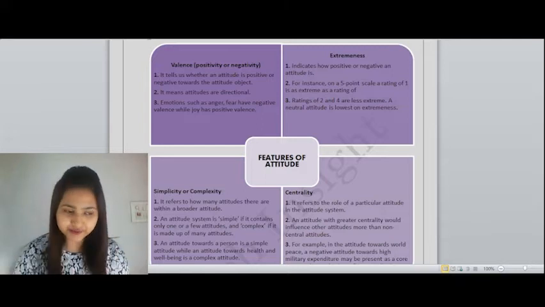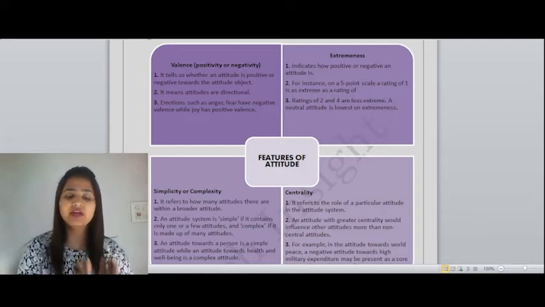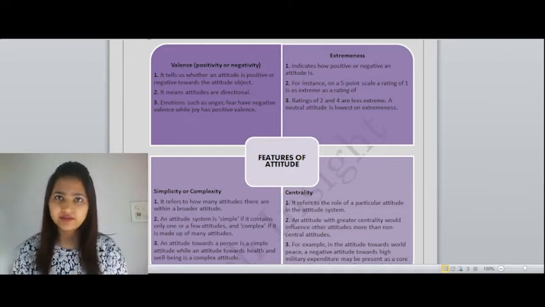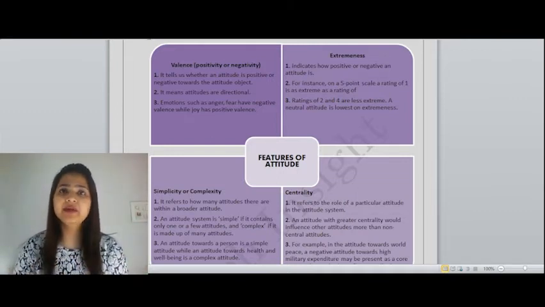Valence will basically dictate the direction of our attitude. In the attitude system, in which direction does my particular attitude go? Is it a positive attitude, is it a negative attitude? That will be determined by the valence of the attitude, the positivity or negativity.